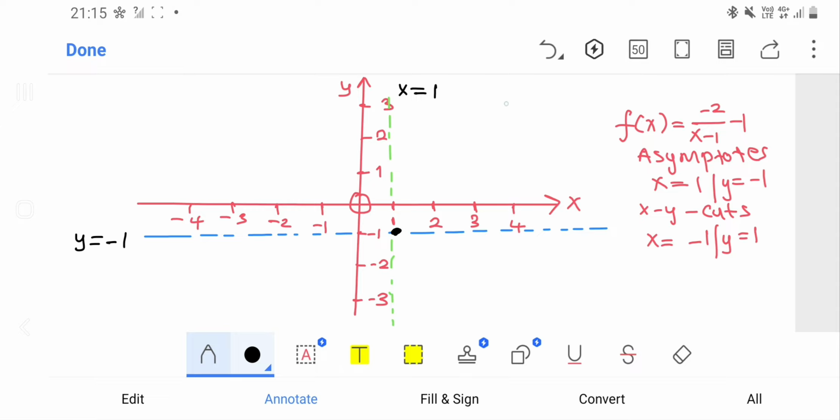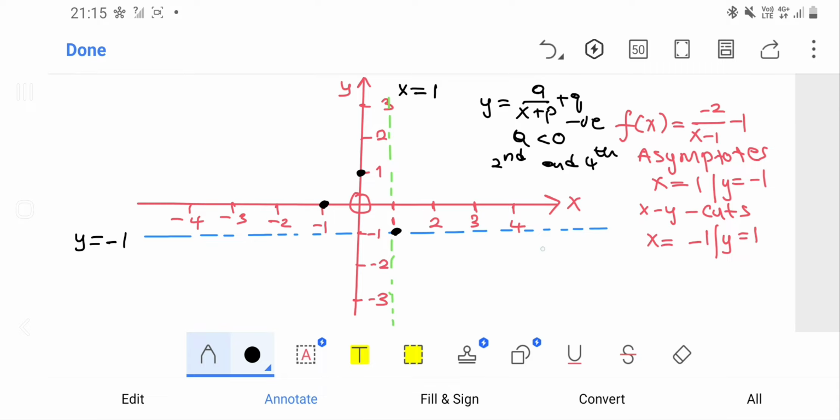Now, remember we have y is equal to a divided by x plus p, plus q. Since the value of a is less than 0, it means it's negative, right? It means we are going to draw our graphs in the second quadrant and the fourth quadrant. So now we plot the x and y intercepts. So x is -1, and again y is +1.